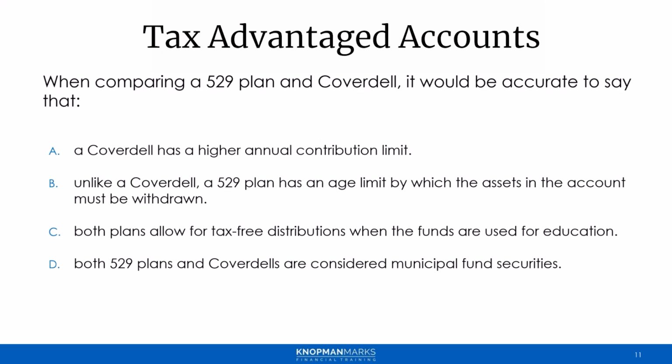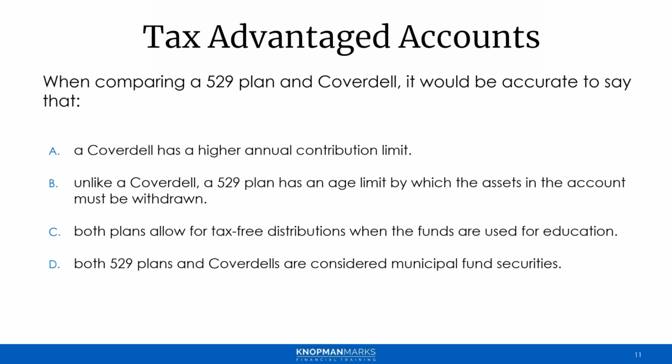B, is it accurate to say that unlike a Coverdell, a 529 plan has an age limit by which the assets in the account must be withdrawn? Is that accurate? No, that's not accurate, because Coverdells do have an age limit by which you have to make that withdrawal. What is that age limit? For the Coverdell, the assets have to be withdrawn by the time the beneficiary is 30 years old. Now, what about the other part of the answer choice, the 529s? Well, this answer indicates that there is an age limit for 529s, and that's also incorrect, because 529s do not have an age limit.